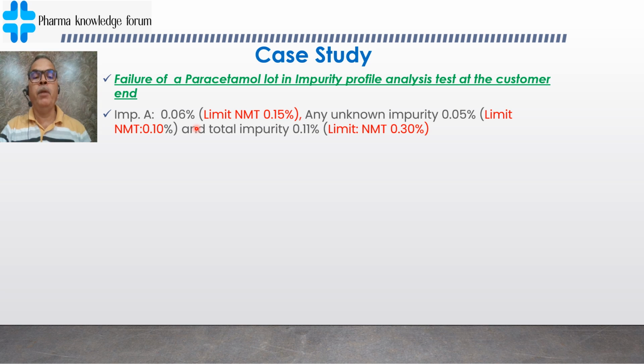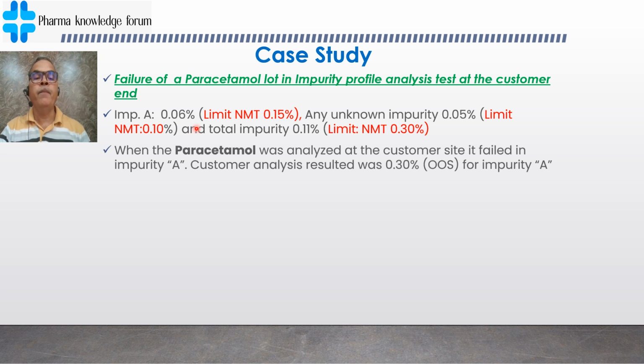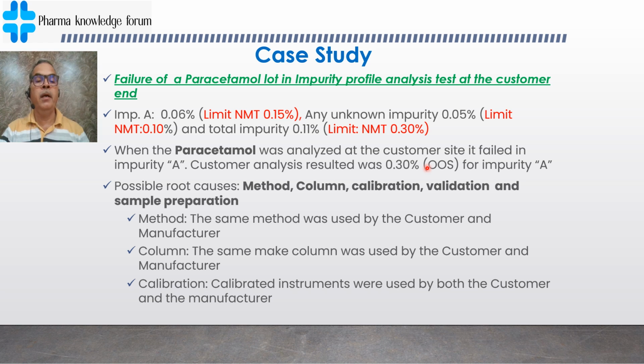0.11%. Since the sample was passing in the impurity profile test and other test parameters, the lot was released and sent to the customer. But when the customer analyzed paracetamol of the same lot, he found a higher result for impurity A. He found the result of impurity A 0.30%, which is out of specification. Therefore, the batch was rejected. After that, it was decided to resolve this issue by implementing CAPA.